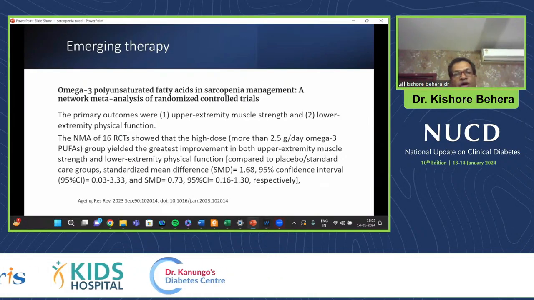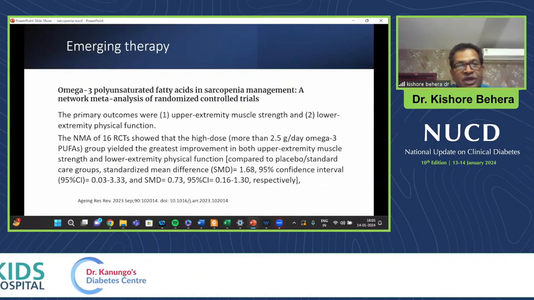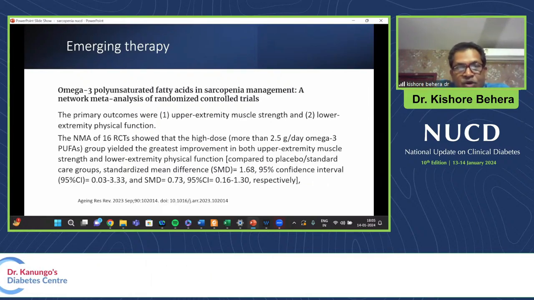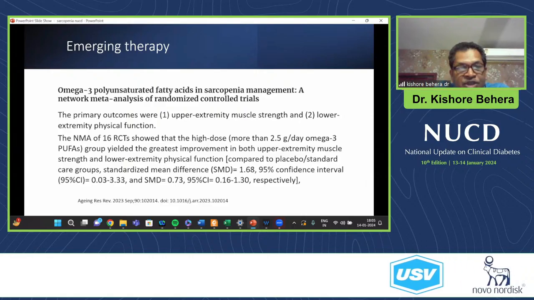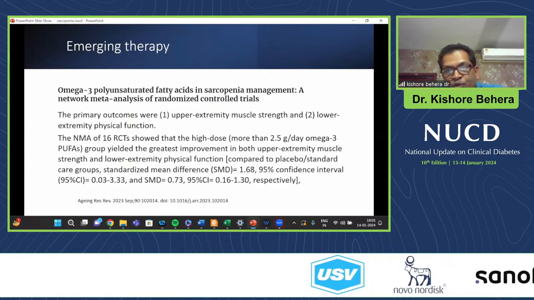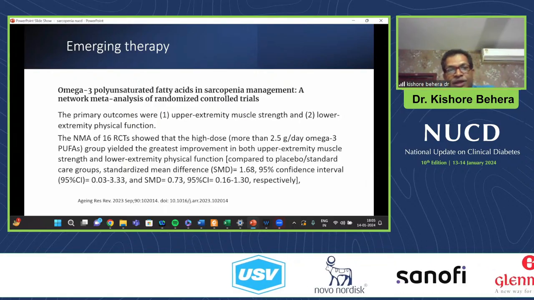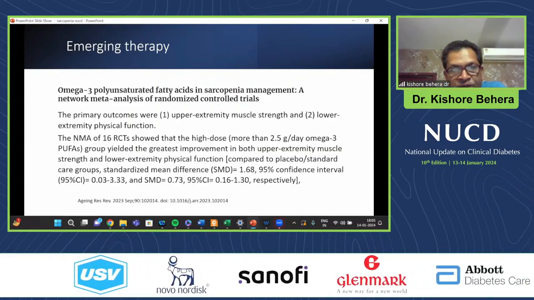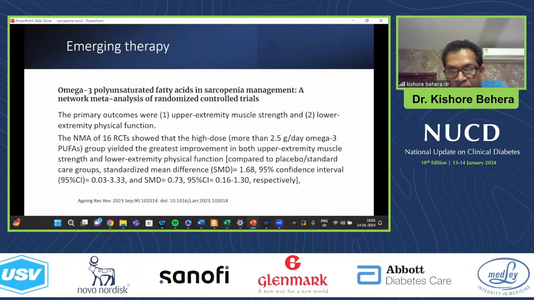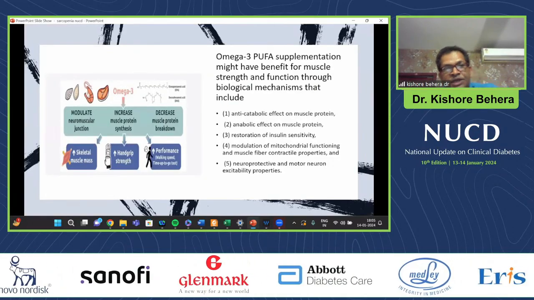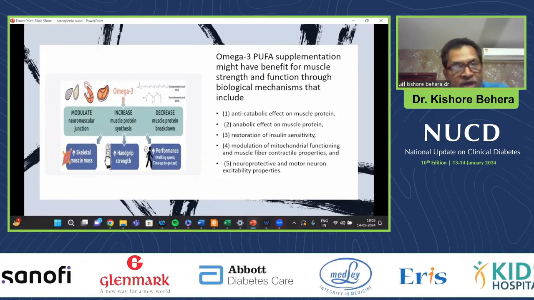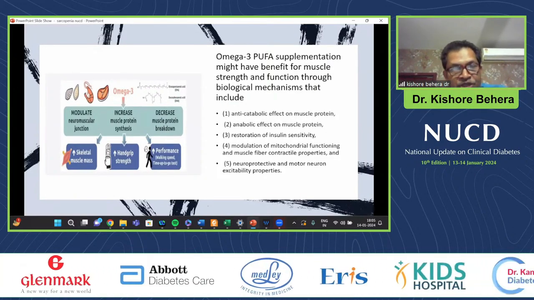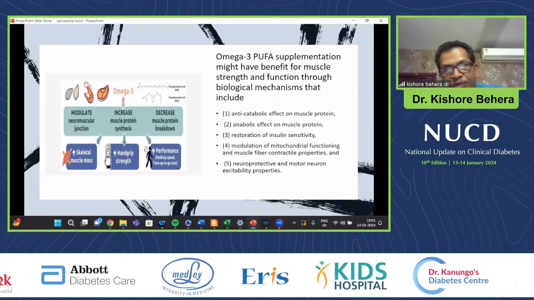So omega-3 fatty acid: the primary outcomes, in a randomized controlled trial, were upper extremity muscle strength and lower extremity physical function. This is a 16 RCT review that showed that a high dose of 2.5 grams per day yielded the greatest improvement in both upper extremity muscle strength and lower extremity physical function. And it modulates the neuromuscular junction, increases muscle protein synthesis, and decreases muscle protein breakdown.